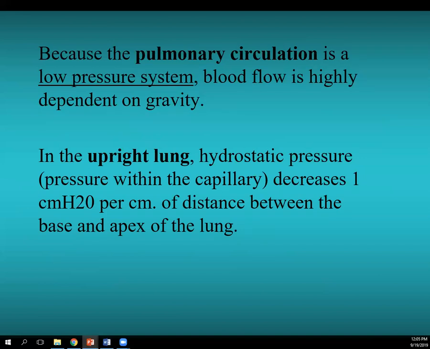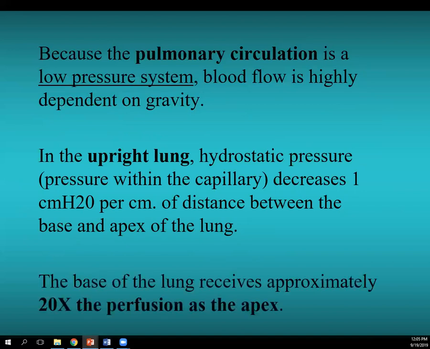It's a very low flow system. It's very slow moving because of gravity. And due to this, the base of the lung receives approximately 20 times the perfusion of the apex. So because the base of the lung has the help of gravity, it gets all the perfusion, whereas the upper part of the lung has less pulling on it with the gravity, and it gets less perfusion because of the way the blood flows.